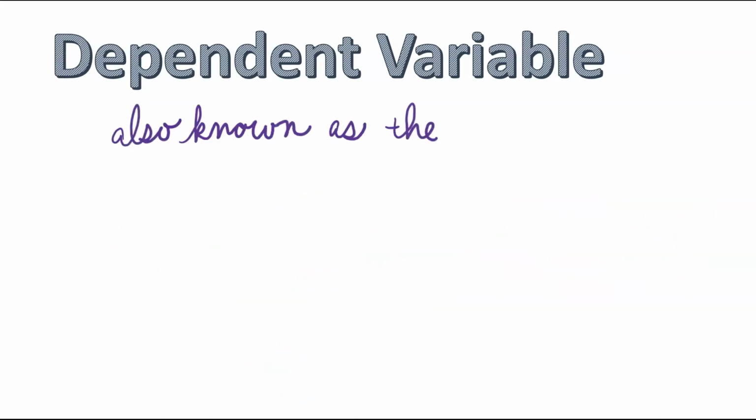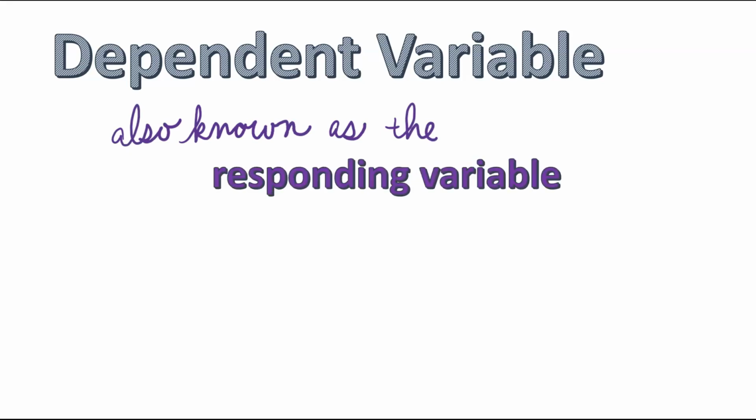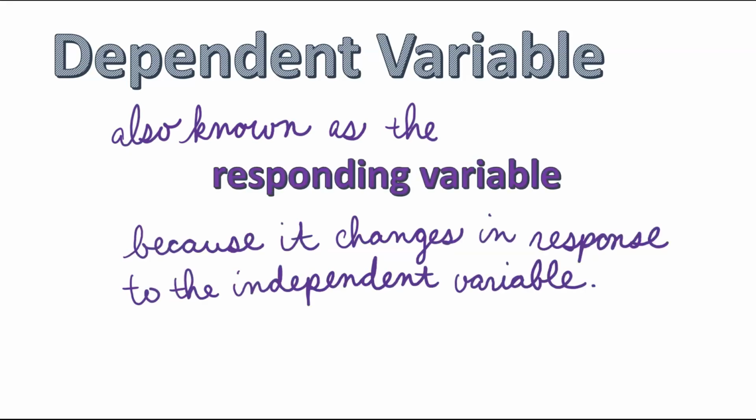The dependent variable, also known as the responding variable, changes in response to the independent variable. This is the second variable that is allowed to change in the experiment.